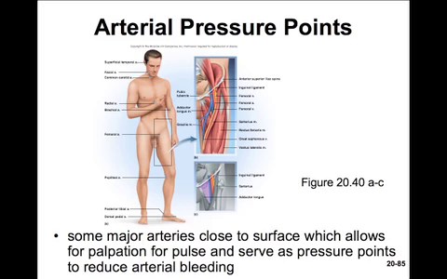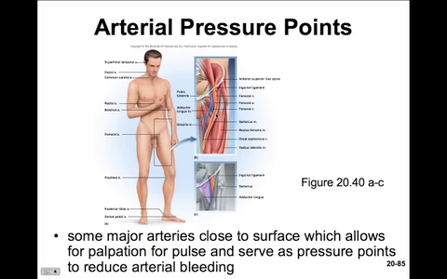Let's look at some pressure points. Some of the major arteries are very close to the surface, which allows for palpation of pulse, and it serves as pressure points to reduce arterial bleeding. These are some of the highlighted points. The radial artery is the one that we measure in the wrist. You're probably familiar with that. If we can't get that, the brachial artery is another good spot. You've probably also measured at the common carotid artery. You can certainly feel your temporal pulse and sometimes the facial pulse.